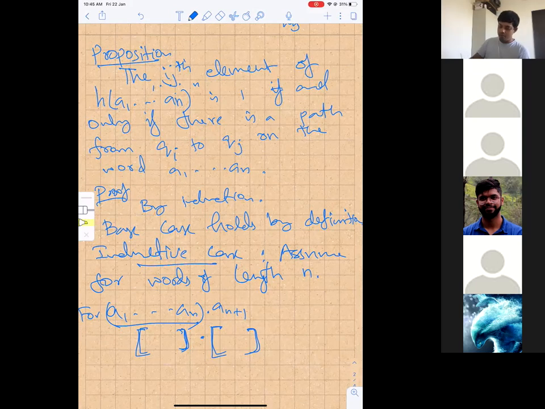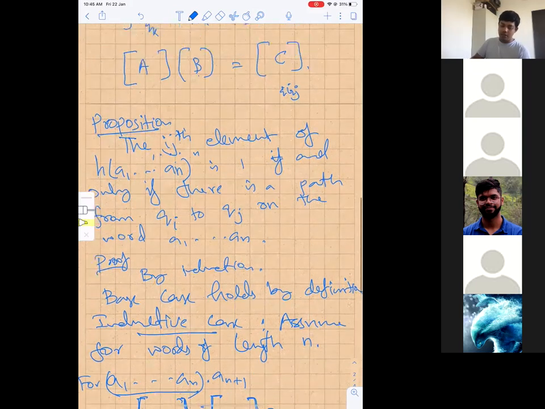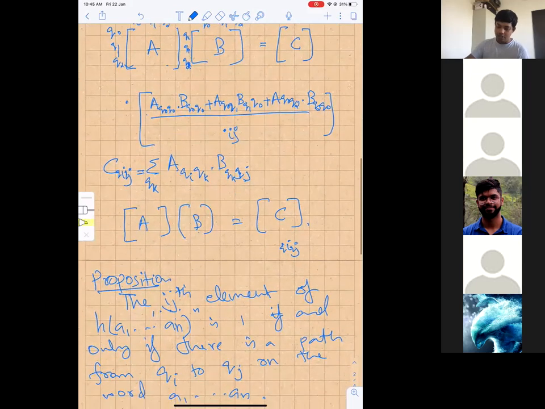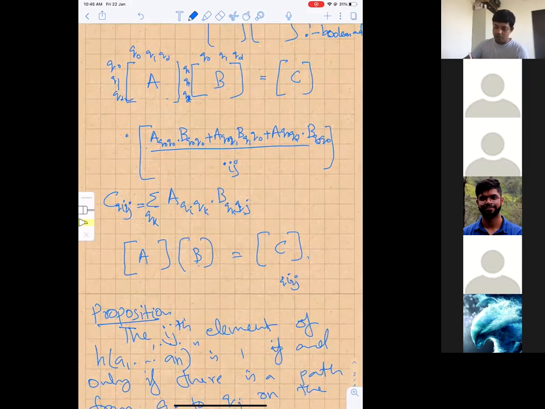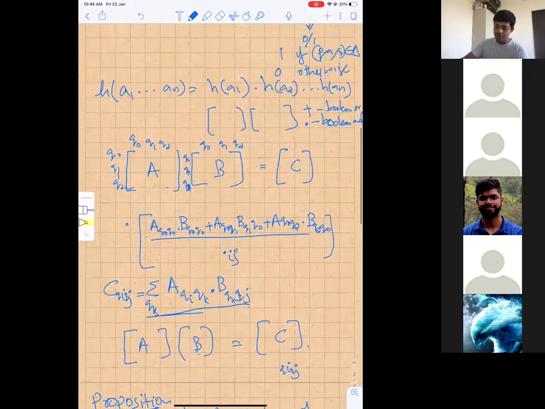Okay, and when you multiply these two matrices, you will get that it expands to a summation of this form. And here you just observe that this summation is 1 if and only if there is a path in A from Qi to Qk, and there is a path from Qk to Qj. And this just holds by the fact that you are defining plus as Boolean or and dot as Boolean and.